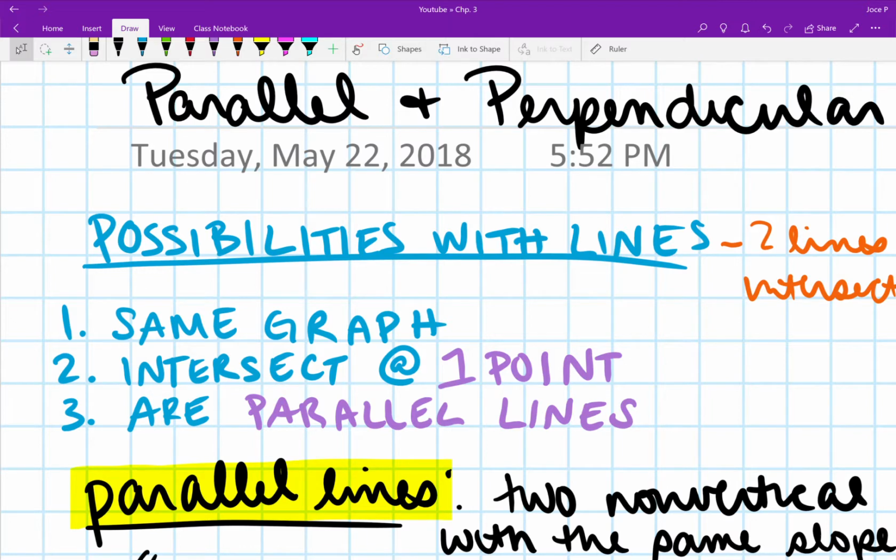This seems kind of obvious right now, but you'll see later on that it's not always super obvious. Number two, this is the most common one: the two different lines intersect at exactly one point. And three, the third one, is that the two lines are parallel lines. Well, let's dive in. What are parallel lines?